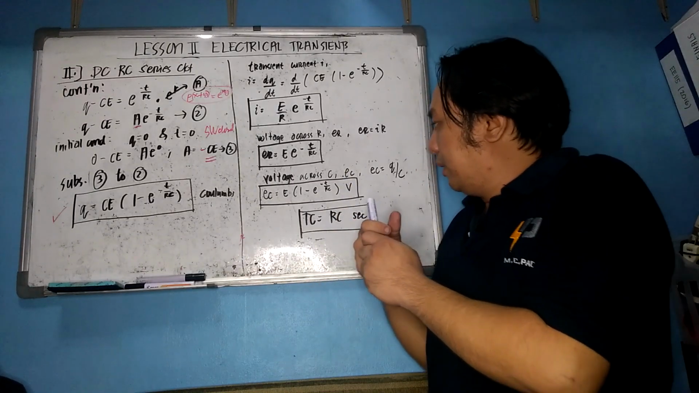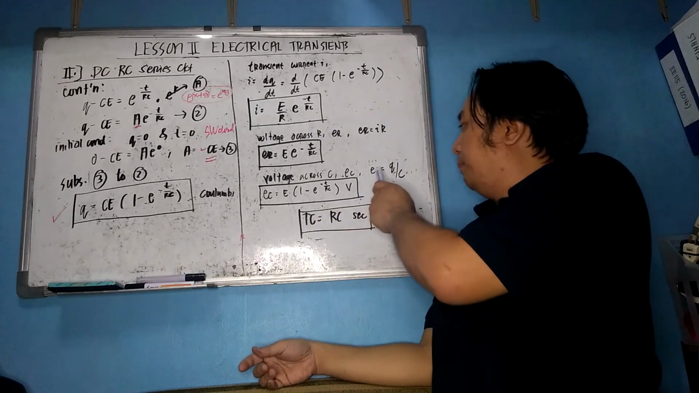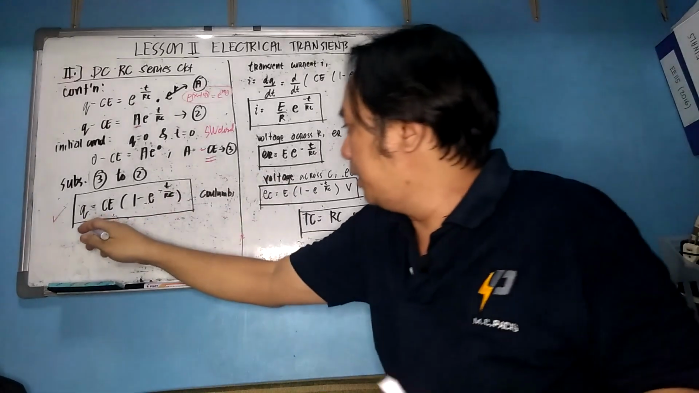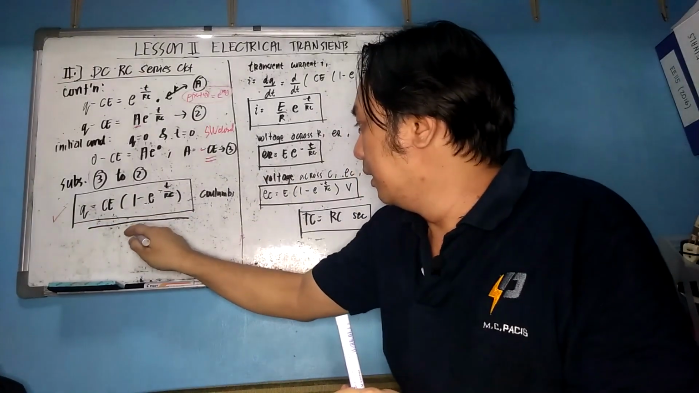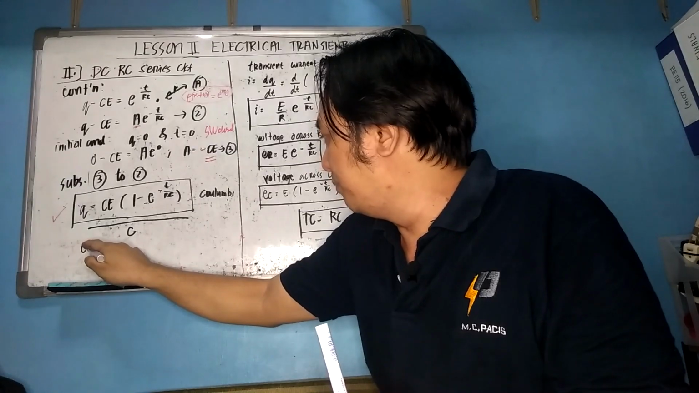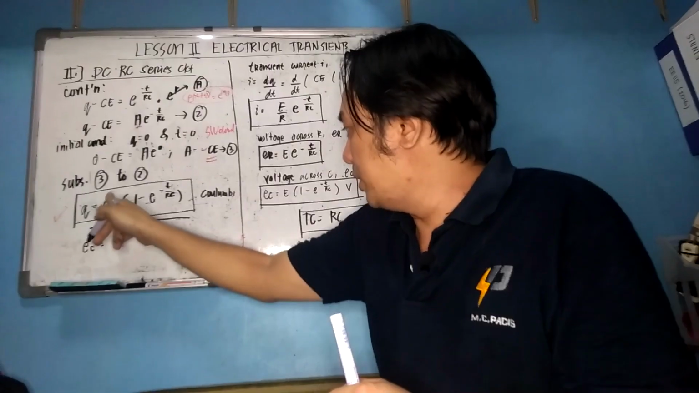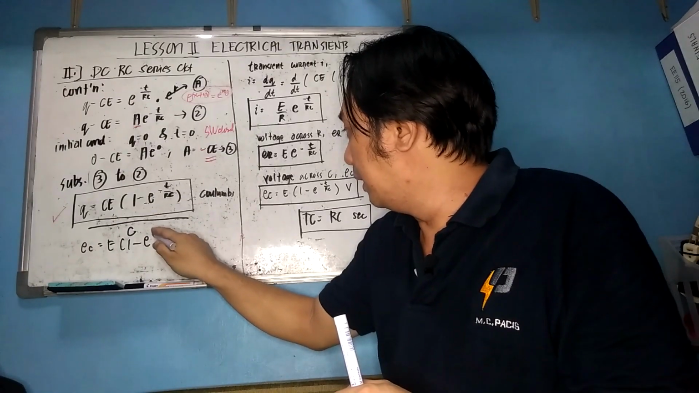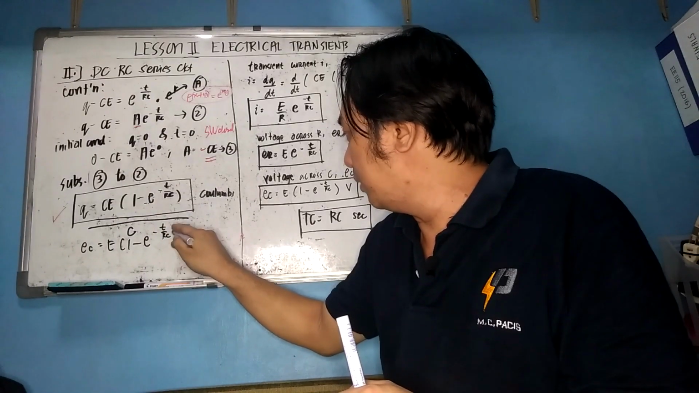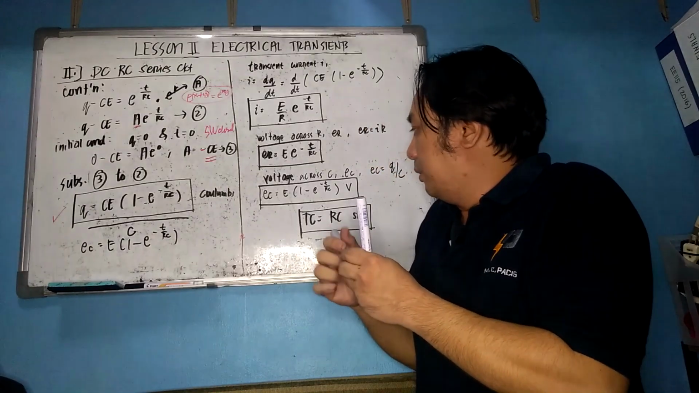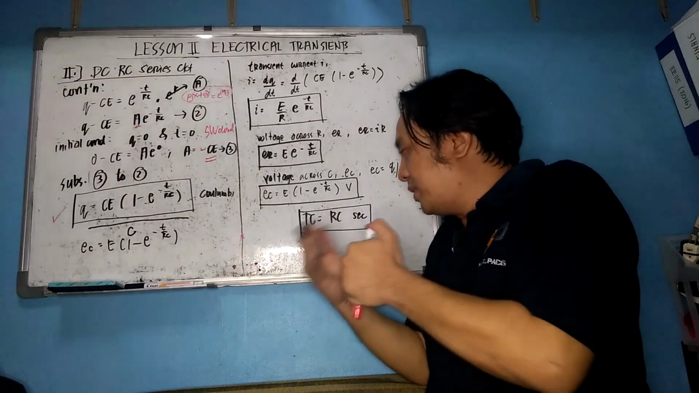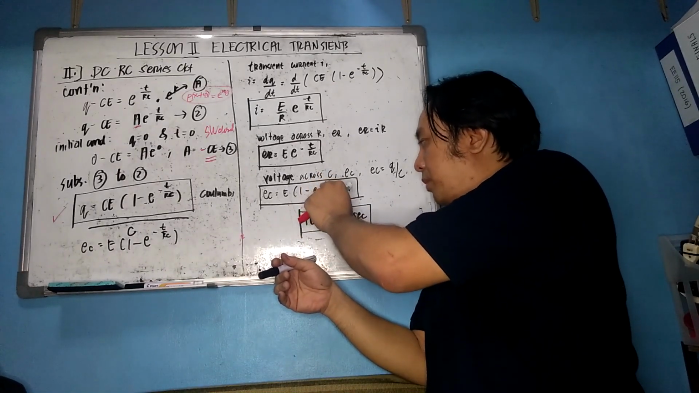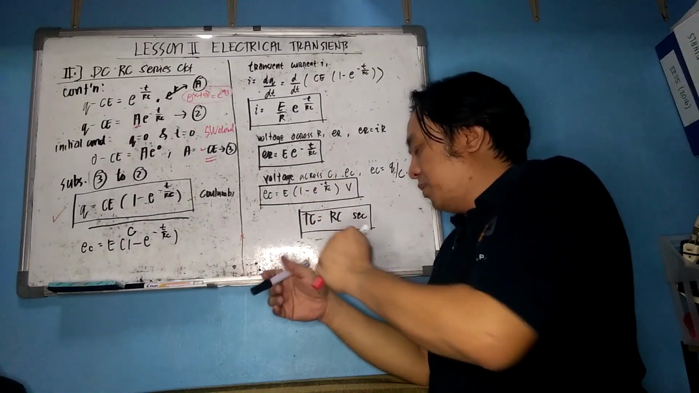And then we can now get the voltage across the capacitor by having Q all over C. So what you will do is divide this equation here by C. Q all over C is obviously EC, so C will cancel out, and then it will arrive at this equation here. So this is the capacitor voltage equal to E multiplied by 1 minus E raised to negative t all over RC, in terms of volts.